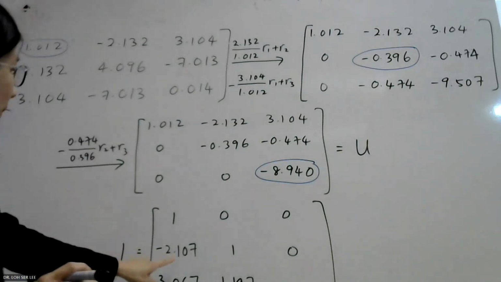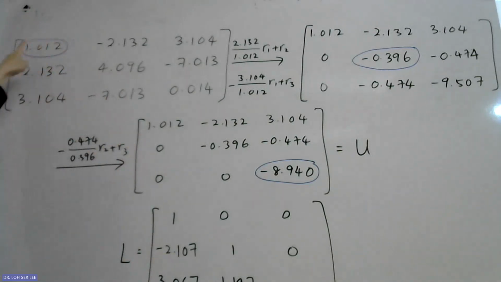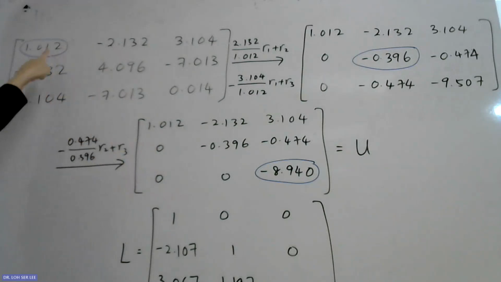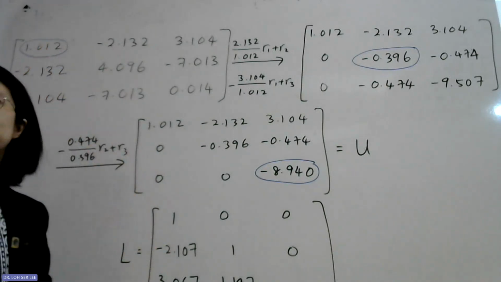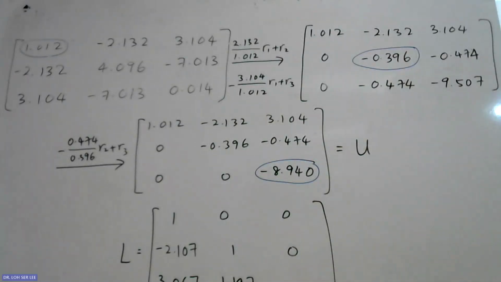This one. Okay, this is your first pivot, right? So this 3 and 3 is divided by this. So this one divided by itself, you get 1. This one divided by this, you get this. This one divided by this, you get this. Understand?